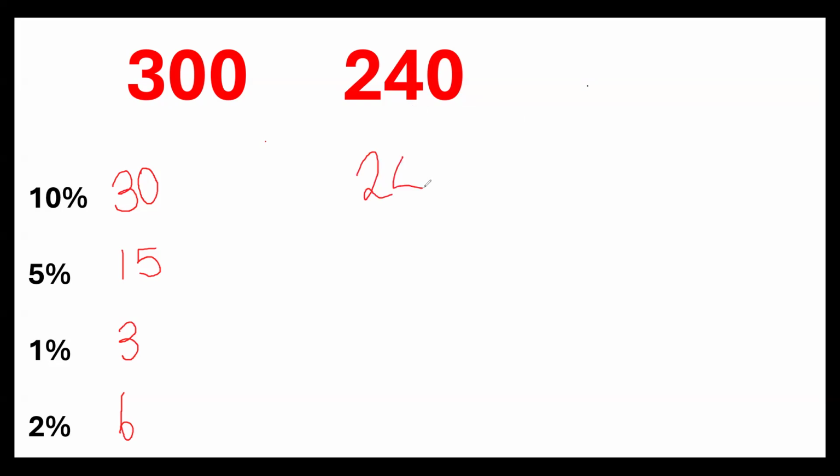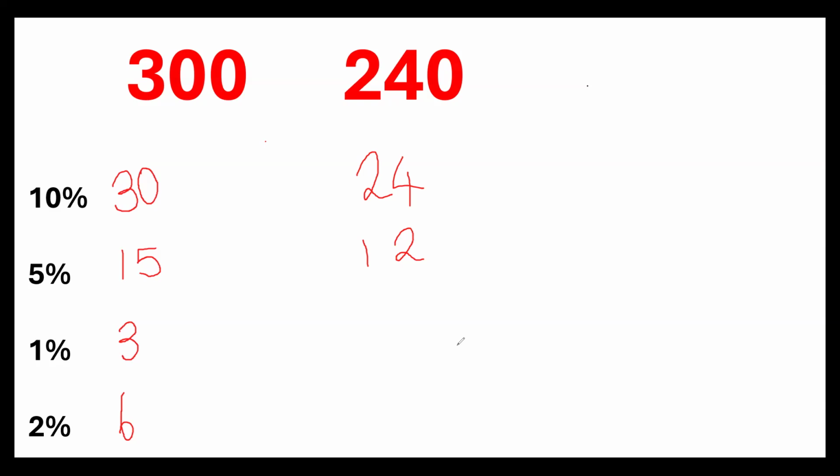10% must be 24. Now remember what we said earlier, and that is that 5% is half of 10%. So to find the value of 5%, I need to halve 24. So 24 divided by 2. What does that give me? That gives me 12.